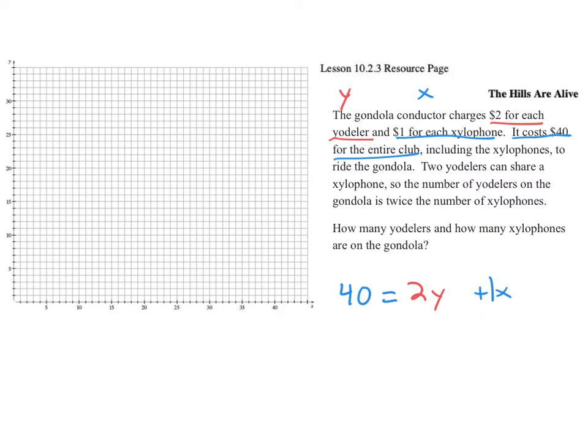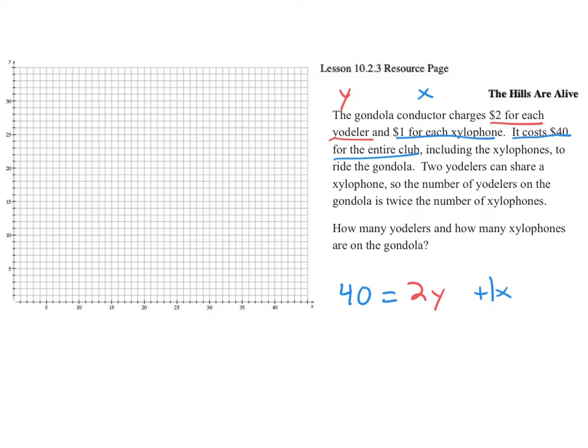So now this is all going to give me that. For example, if I have 10 of the yodelers, then that'd be a cost of $20 out of my $40, which would tell me that I have 10 of the xylophones. But there's a second part to this, so let's keep going.